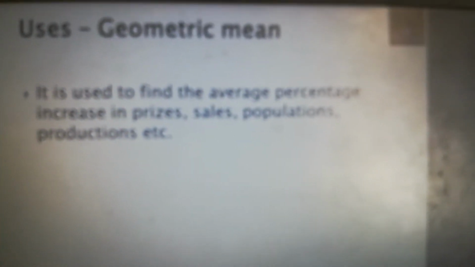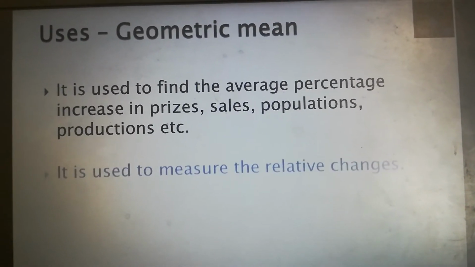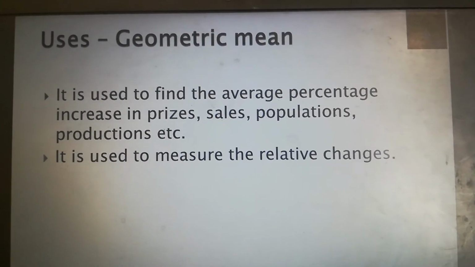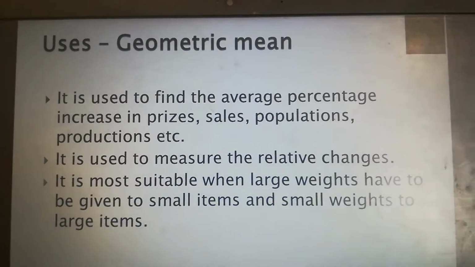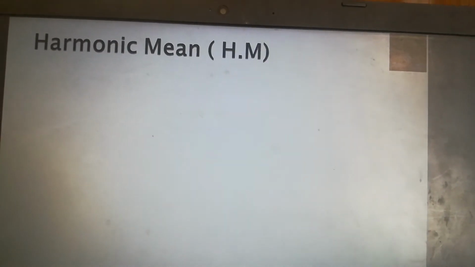Why we use geometric mean? Because to find the average percentage increase in price, because it is continuously changing. It is used to measure the relative changes. It is more suitable when large weights have been given to small items.